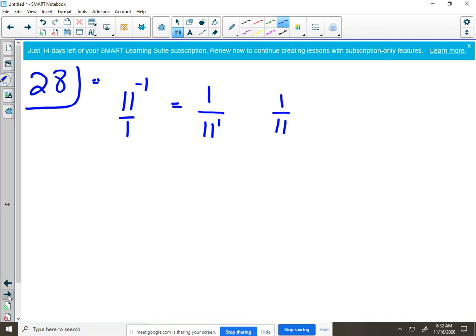Wait, so if we put 11 it's wrong? If you put 11, it is not right because it is 1/11, because you had to get rid of that negative exponent. Okay, it is 1/11. And this is why we want to go over them before we take the test, so that's a good thing. Connor, stick with me for 30.